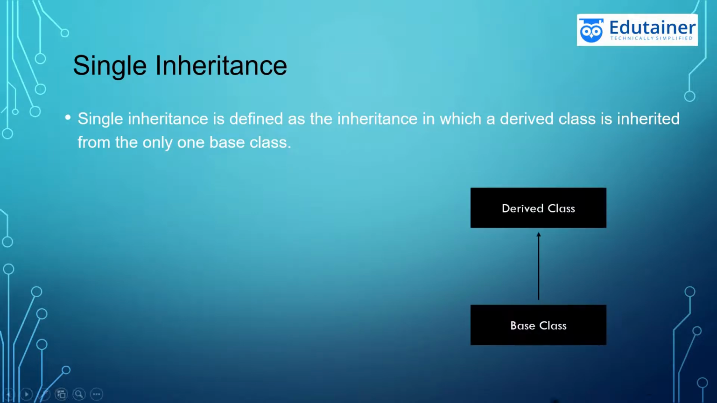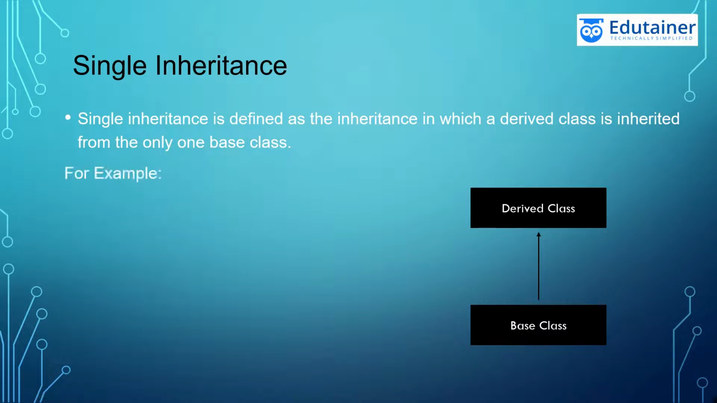So you can see the diagram over here. Over here we have a base class, which is a parent class, and a single child class. It means a single parent with a single child class. So this is single inheritance.